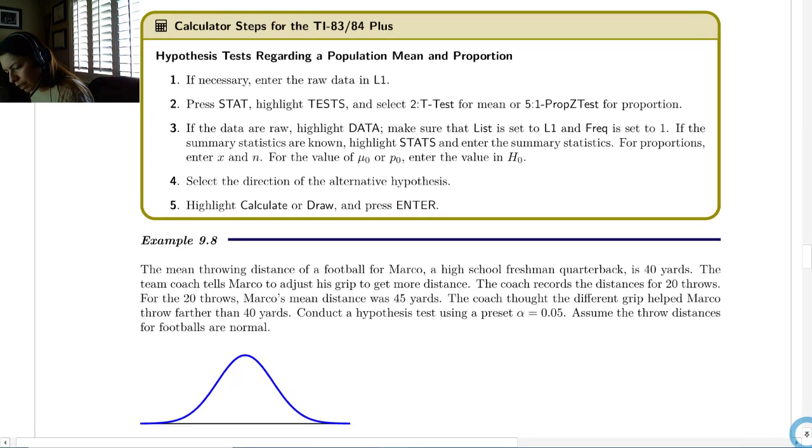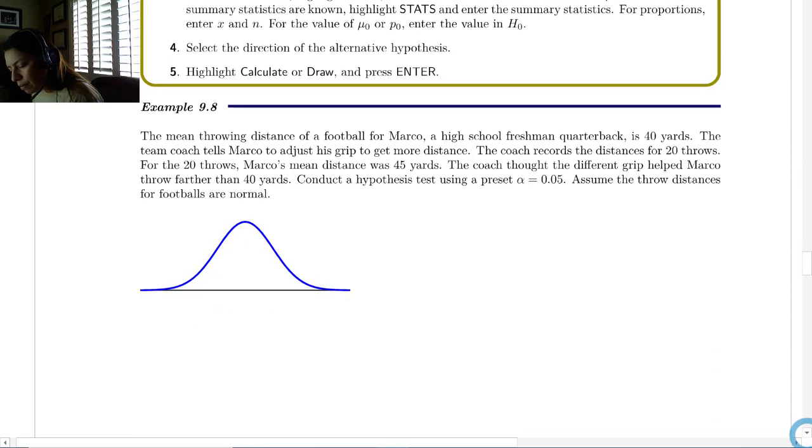Okay, let's start with a simple example. The mean throwing distance of a football for Marco, a high school freshman quarterback, is 40 yards. The coach tells Marco to adjust his grip to get more distance. The coach records the distances for 20 throws. For the 20 throws, Marco's mean distance was 45 yards. The coach thought the different grip helped Marco throw farther than 40 yards. Conduct a hypothesis test using the preset and assume the throw distances for footballs are normal.